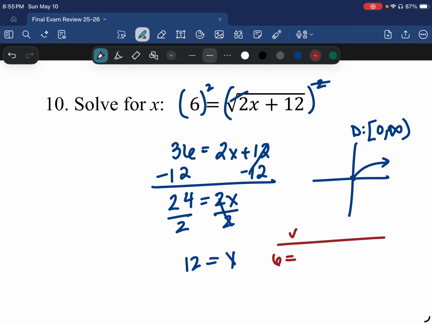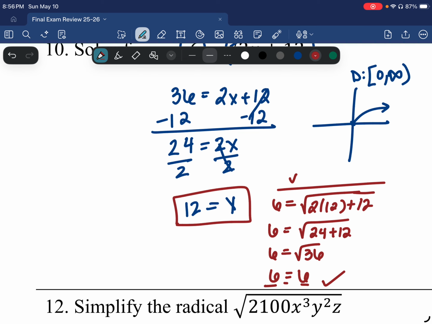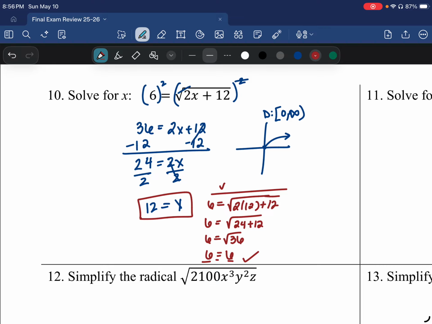So 6 equals the square root of 2 times x, which is 12, plus 12. So 6 is equal to 2 times 12 is 24. 24 plus 12 is equal to 36, and the square root of 36 is 6. So 6 is equal to 6, which is a true statement. So 12 is a valid solution.